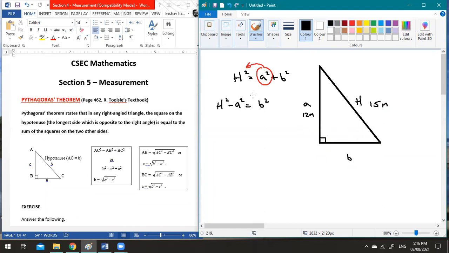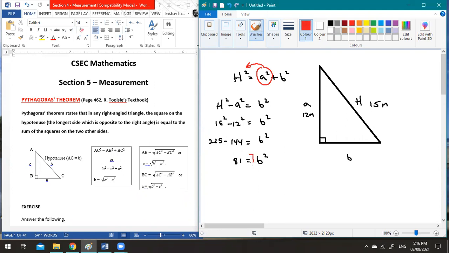If you were to fill it out, H, the hypotenuse, is 15, so 15 squared, minus A, which is 12, so 12 squared, is equal to B squared. Now you can't say 15 minus 12 is 3 squared. It doesn't work like that. You have to work it out. So 225 minus 144 is equal to B squared. That gives us 81 is equal to B squared.